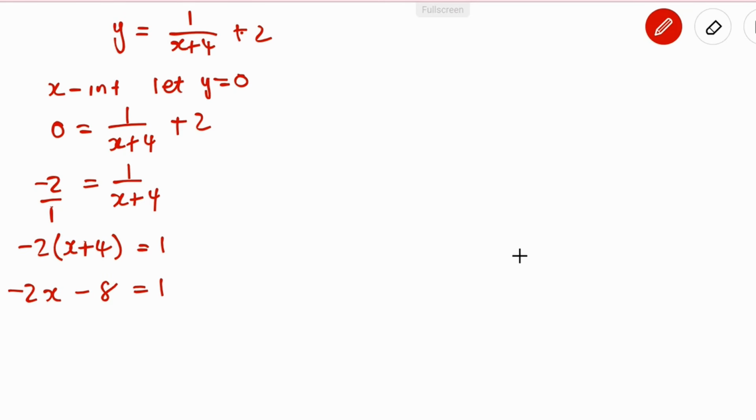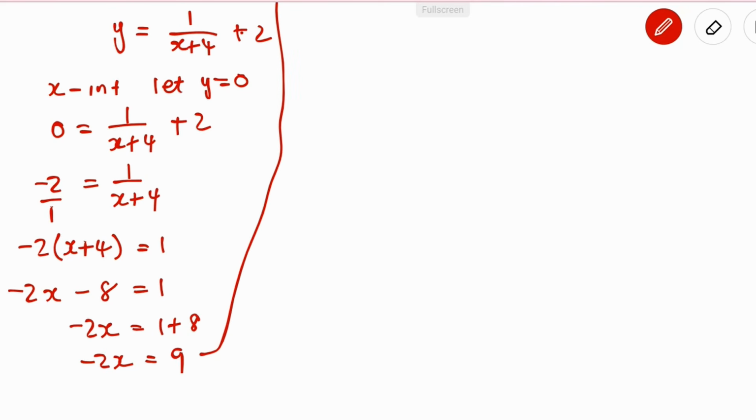Take the 8 to the other side, because we want the term with x on one side only. So negative 2x equals 1 plus 8. So negative 2x equals 9. Then we're going to divide both sides by negative 2, because we want x alone. So negative 2x divided by negative 2 equals 9 divided by negative 2. The negative 2s cancel out. So x equals negative 9 over 2, meaning your coordinates are negative 9 over 2 and 0.